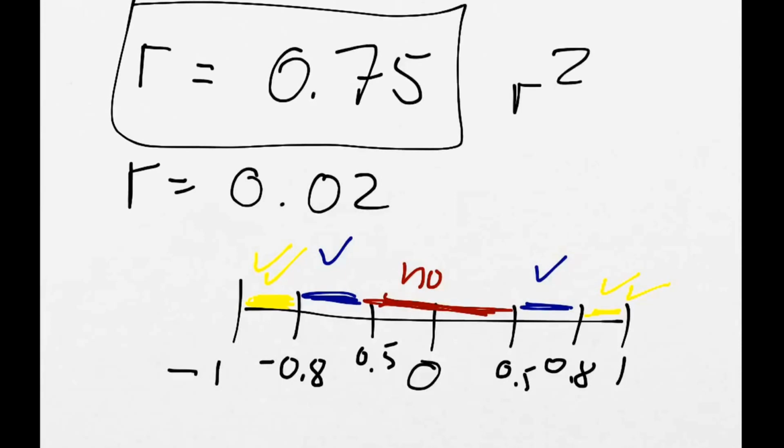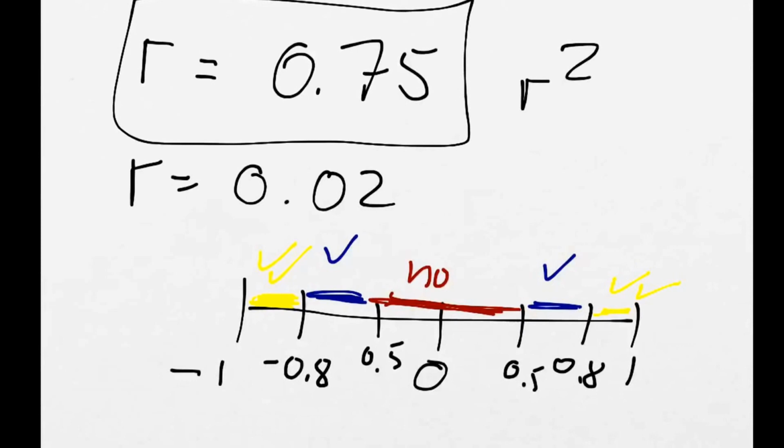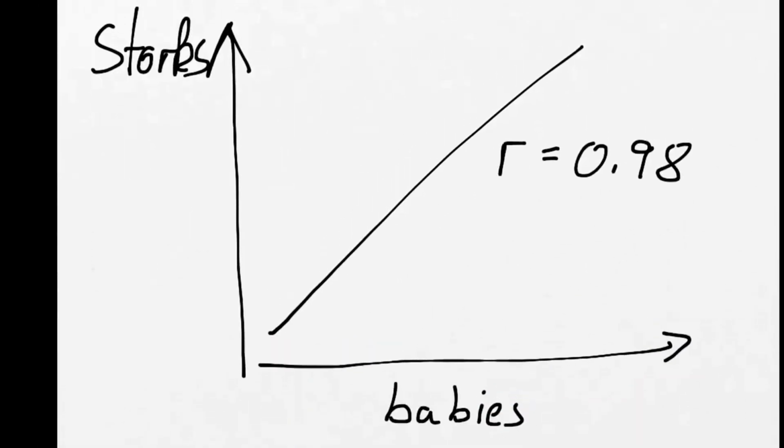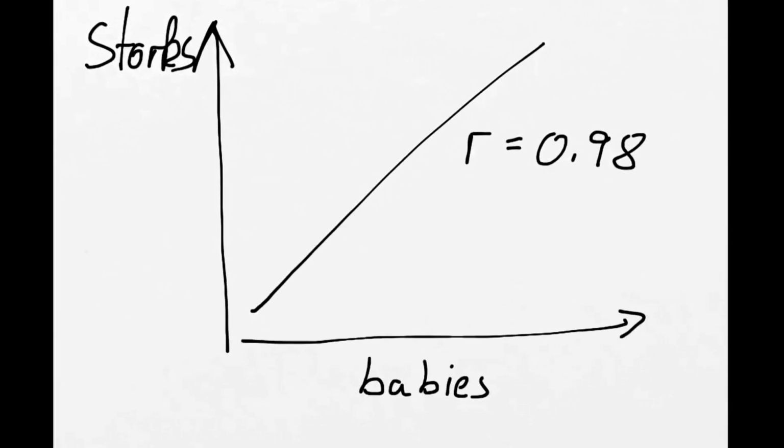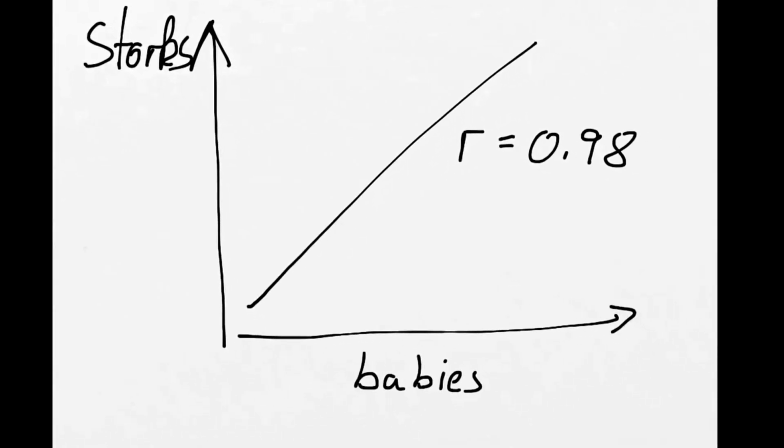Right, how do you find this R value if you don't want to do terribly difficult correlation calculations? That storks deliver the babies. The more storks you have, the more babies you have. Very simple. Yeah?